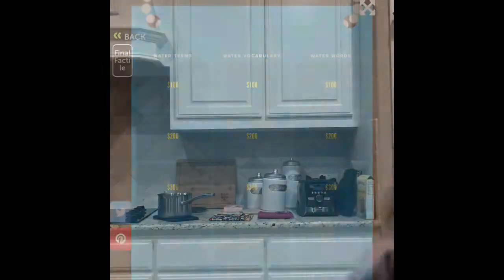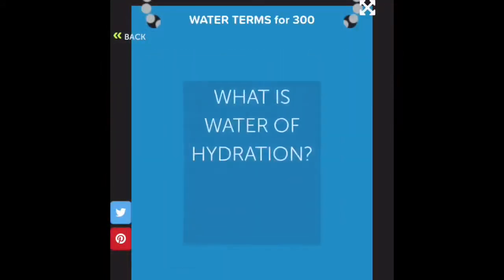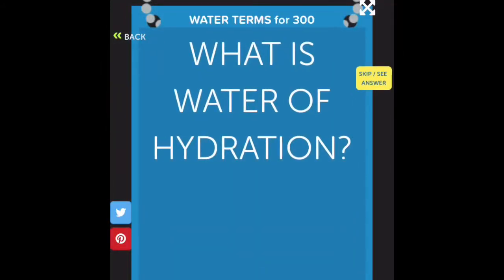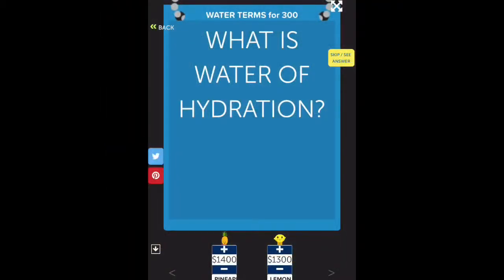Water terms 300. What is water of hydration? Water of hydration is water that is chemically combined with a substance to form a hydrate and can be expelled, as by heating, without essentially altering the composition of the substance. Correct!